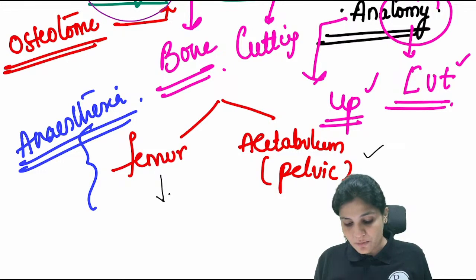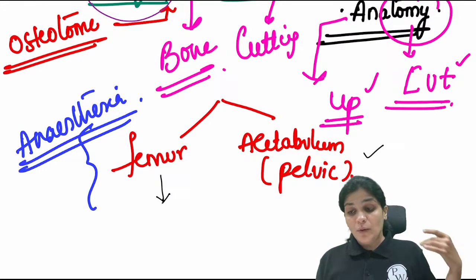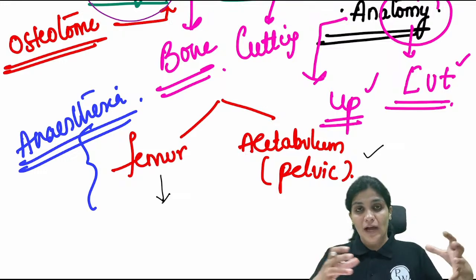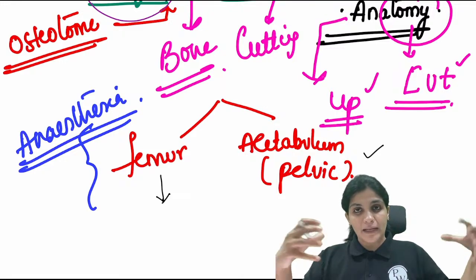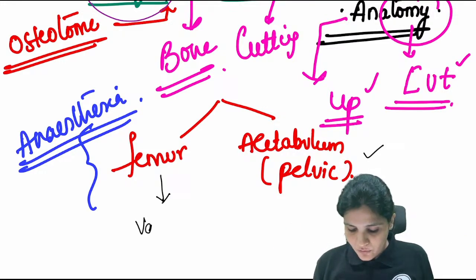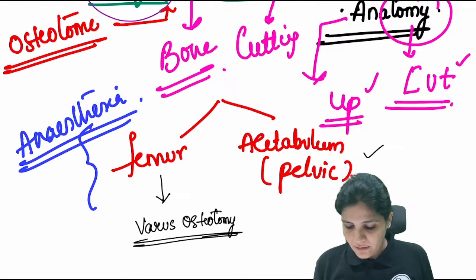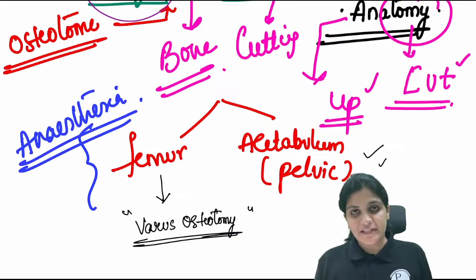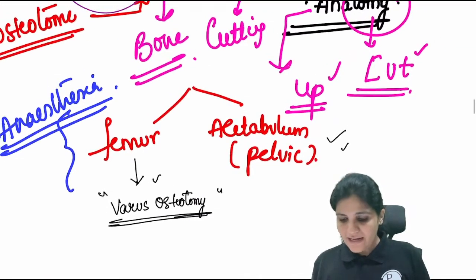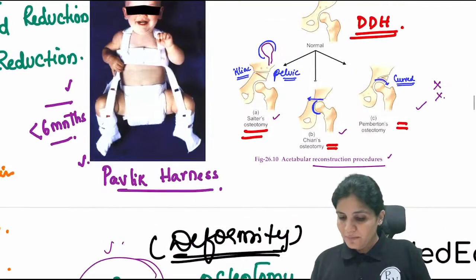There is also osteotomy for the femur. When the femur needs more abduction to bring it into the acetabulum, you can go for varus osteotomy of the femur. So for the pelvis we have certain osteotomies, and varus is the femur osteotomy.